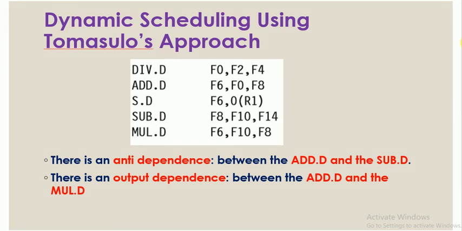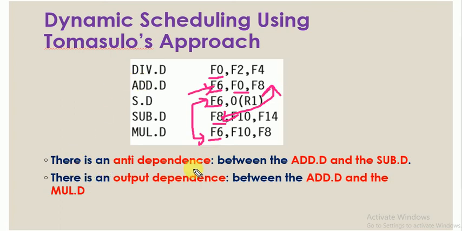Now we'll see one more example to explain the dynamic scheduling using Tomasulo's approach. We have a divide operation DIV.D F0, F2, F4, then an ADD.D. So these two are data dependent. Then store S.D F6. They are also dependent because the result of the addition is stored into memory. Then SUB.D F8. So here we have an anti-dependence. Then multiplication MUL.D F6. So here we have two writes to F6 by different operations. Okay, so several dependencies are there.